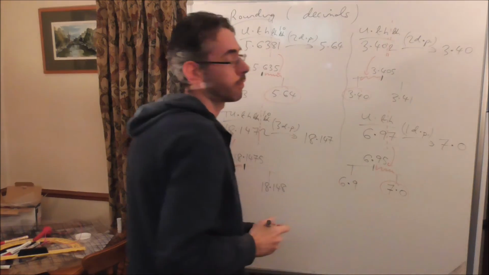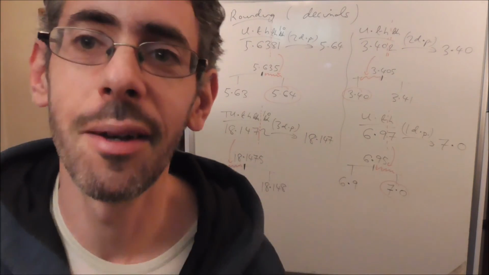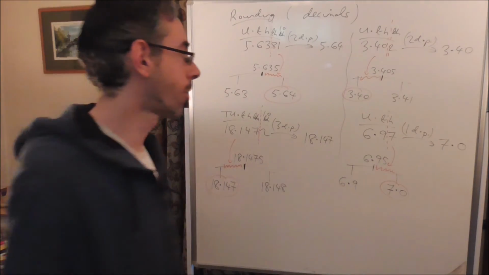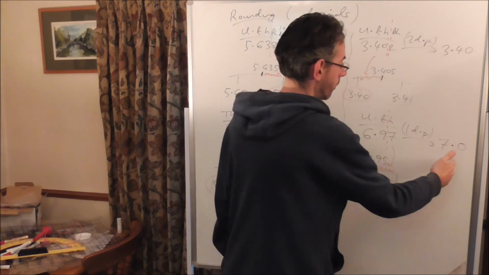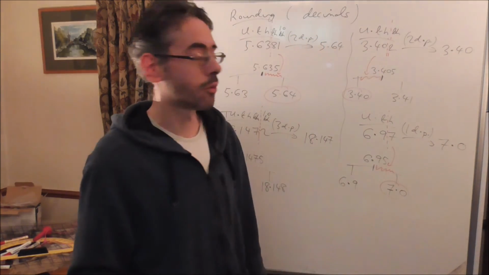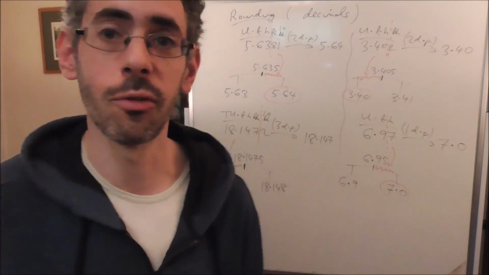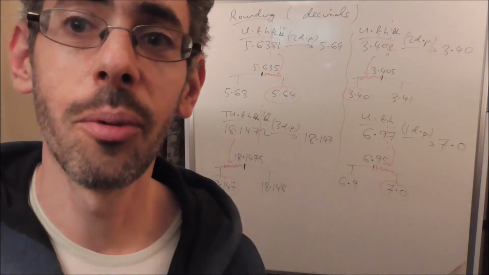7.0. And again, can you just write that as 7, or should you write the 0? I think, again, you should write the 0 to show that you're actually rounding it to 1 decimal place. So to 1 decimal place, we'd say the answer is 7.0. So that's it.